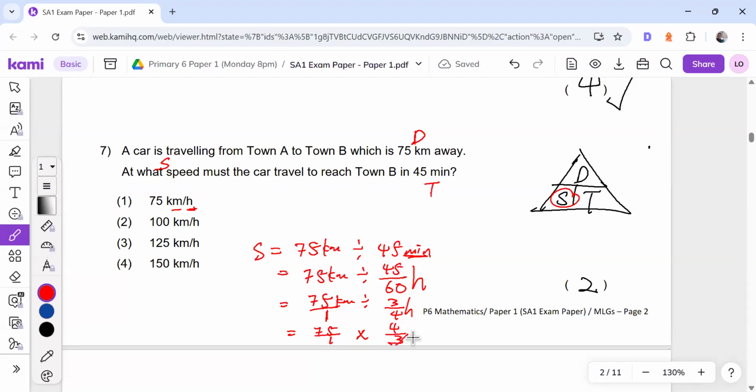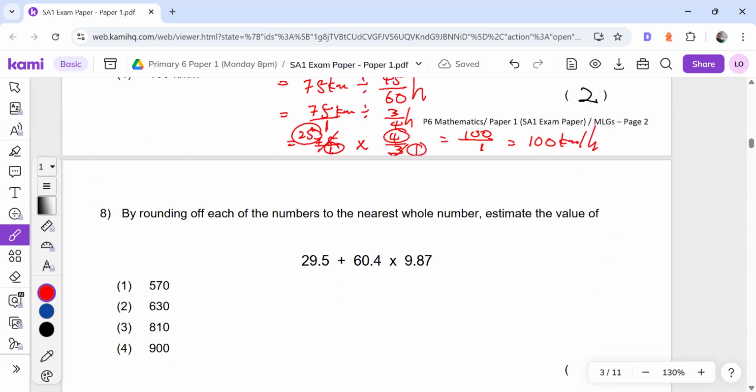So divide by 3. 75 divided by 3 is 25. Cannot cancel already. Then 25 times 4 will give you 100. And then 1 times 1 will give you 1. So what is the speed of the car? 100 kilometer per hour. So do you get answer number 2? Already got number 2, right? Okay, so make sure you don't use calculator. Very important that you do not use calculator for paper 1.